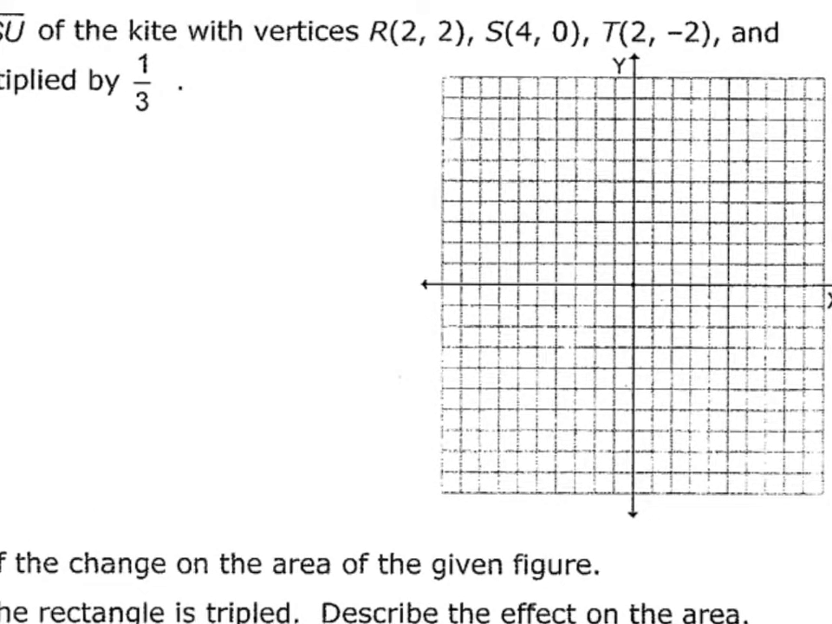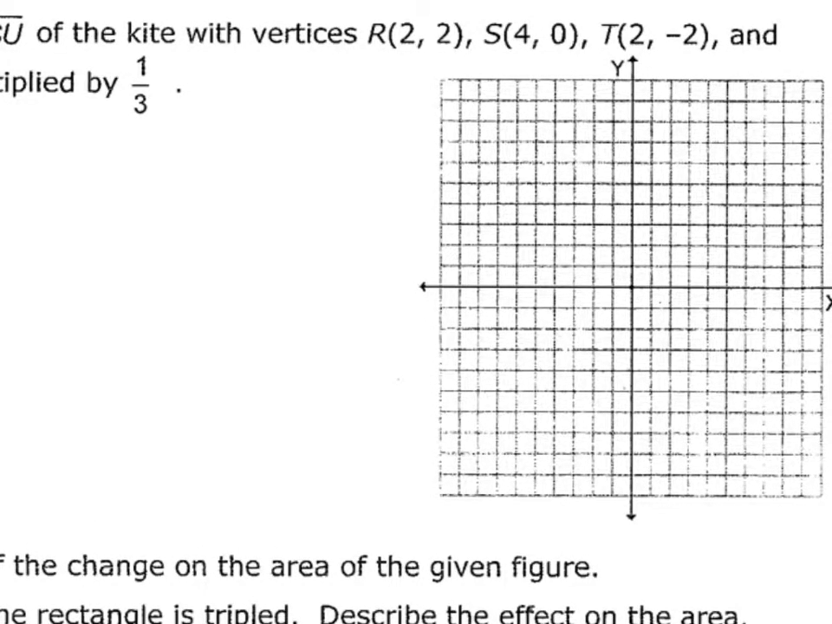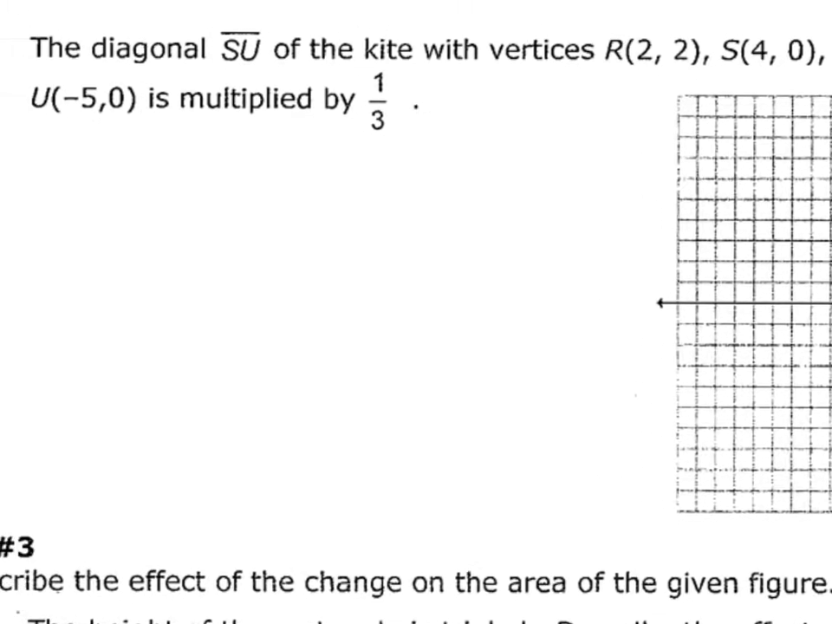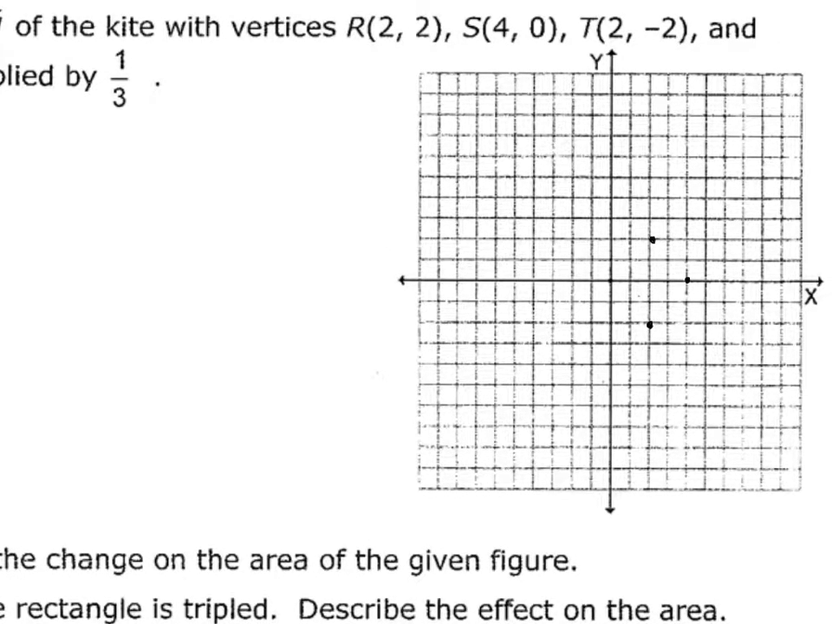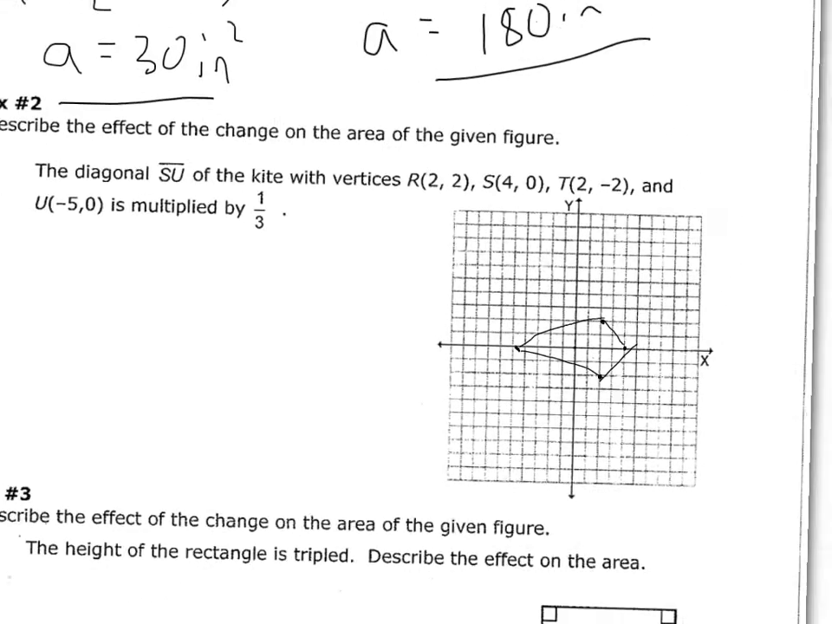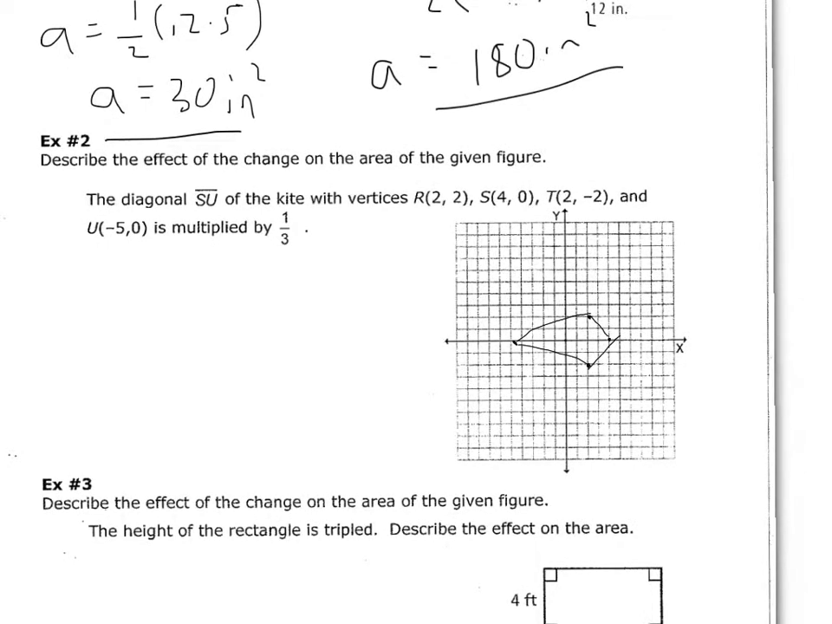We have (2, 2). We have (4, 0). We have (2, -2). And we have, what was the other one? (-5, 0). Okay, so here's our kite. Okay, sorry for my bad drawing. Okay, and we're wanting to find the area of that.